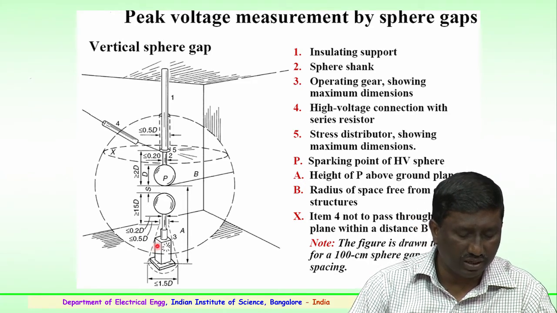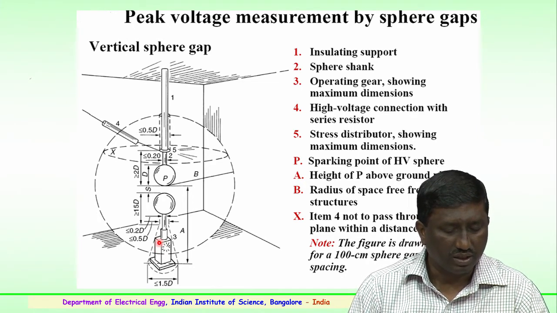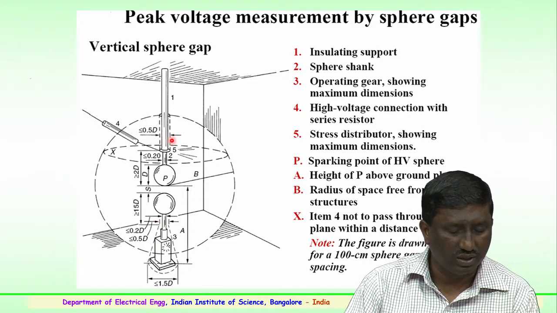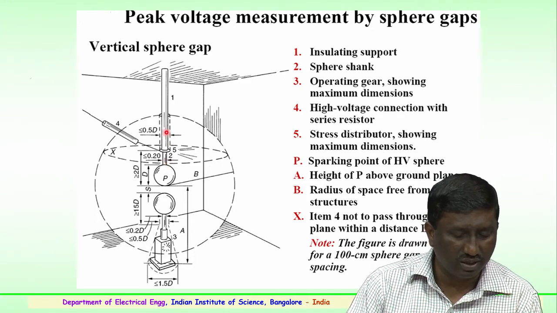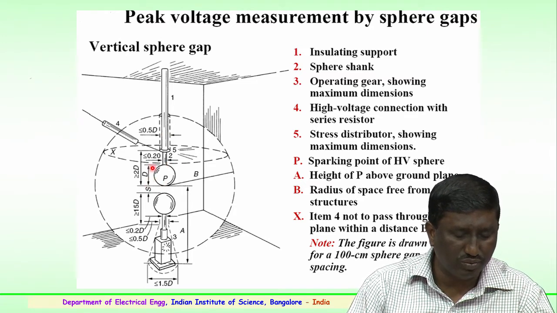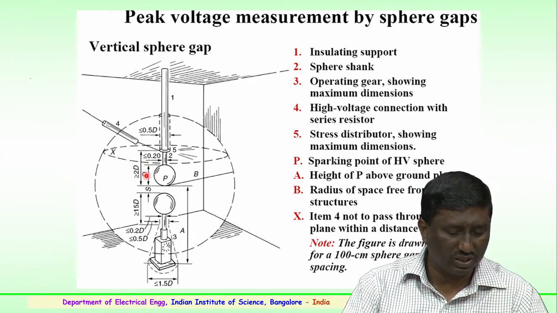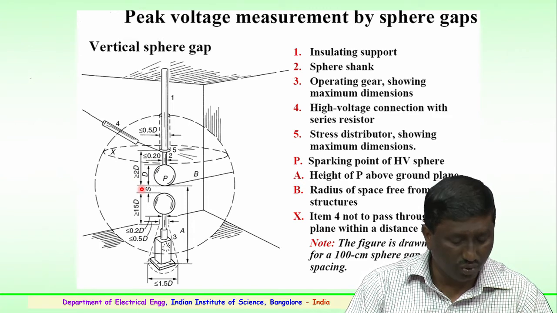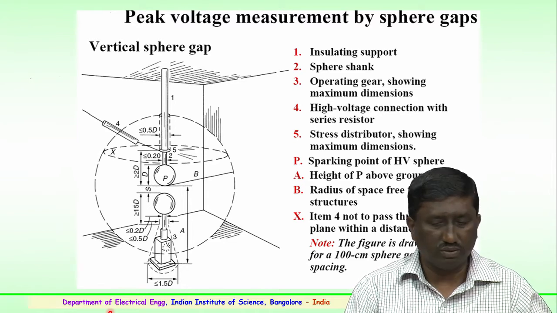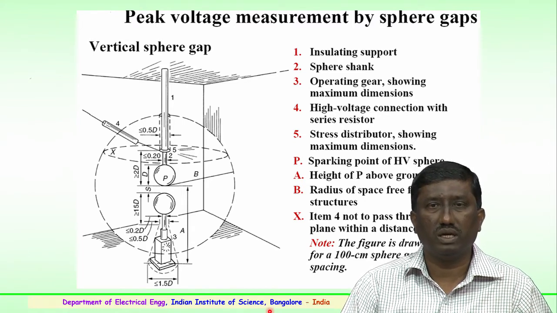It is very clear: the distances for fabrication of the sphere gap assembly are given, the diameter of the shank, the minimum insulator dimension, the dimension of the sphere, the distance which has to be maintained, and the gap, and also the minimum diameter of the spheres which could be used up to a particular voltage. This information is very clearly defined in the standards pertaining to the sphere gap assembly, which is used for measurement of both high voltages and high currents.